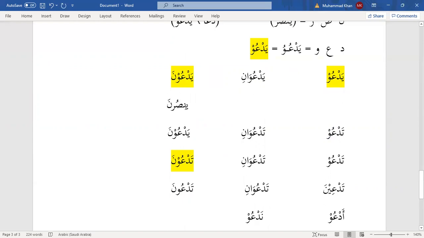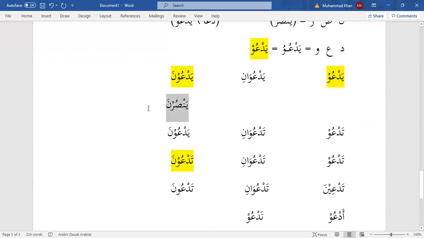So once they are the same, then there is no need to make any change. Ya has fatha, noon is sakin, and dal is sakin. And then we have sad has dhamma, and ain has dhamma, ra is sakin, and here waw is sakin, and noon has fatha. And plurals and the second person plurals, yeah, so no change has taken place over here.